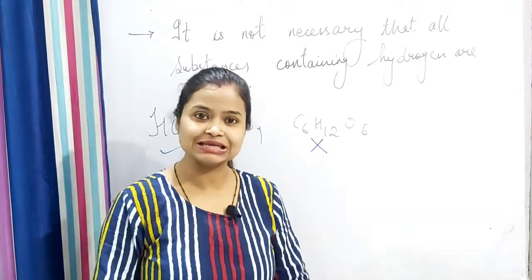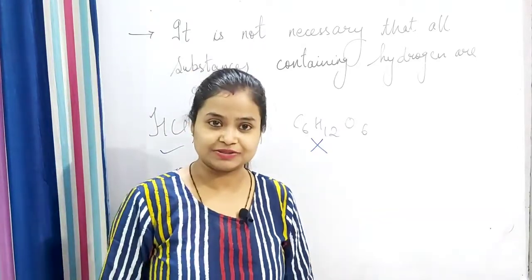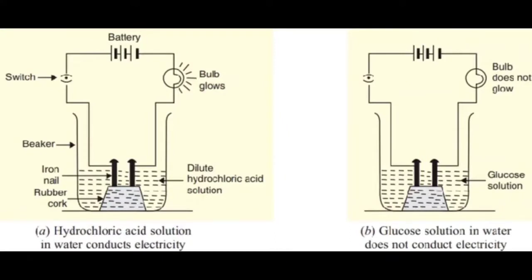Let's see the experimental apparatus. This is an experimental setup to show that all substances which contain hydrogen are not acids. We have 2 beakers over here. In the beakers we have fit a rubber cork at the bottom, and in the rubber cork 2 iron nails are fit.